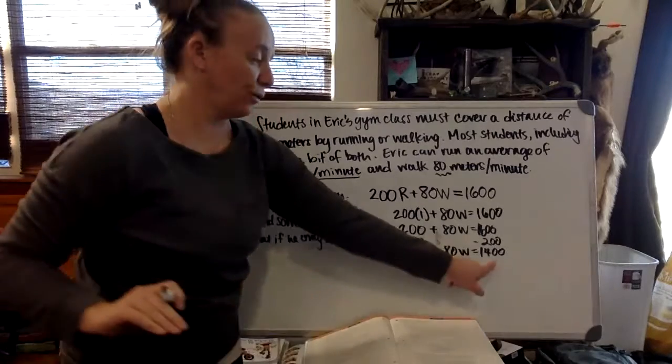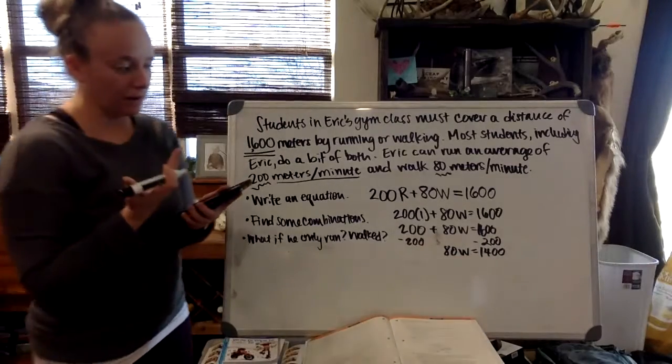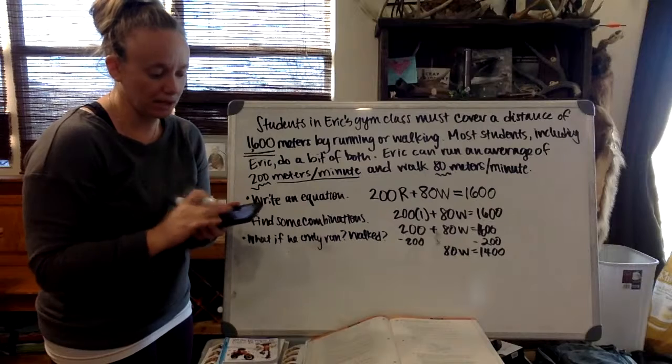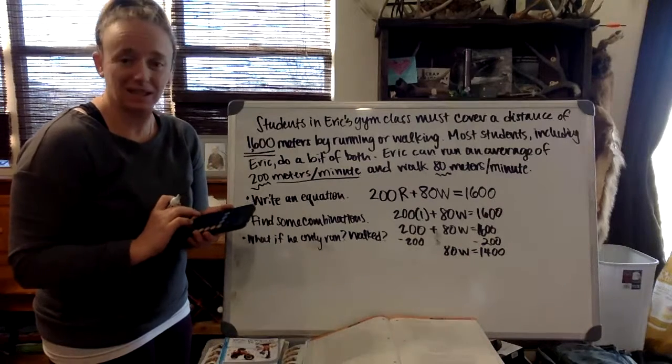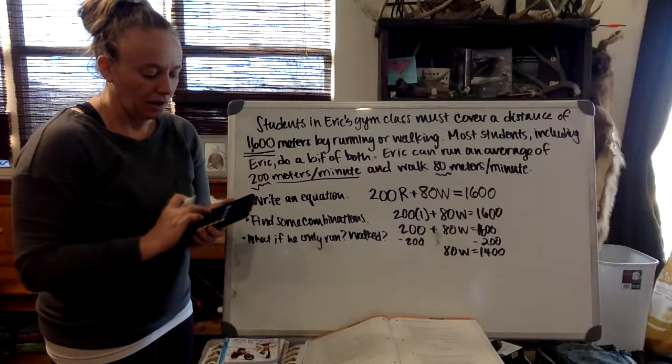Why? Because 1,400, I want to think of it as if it was 14. 14 doesn't divide by 8 very nicely.